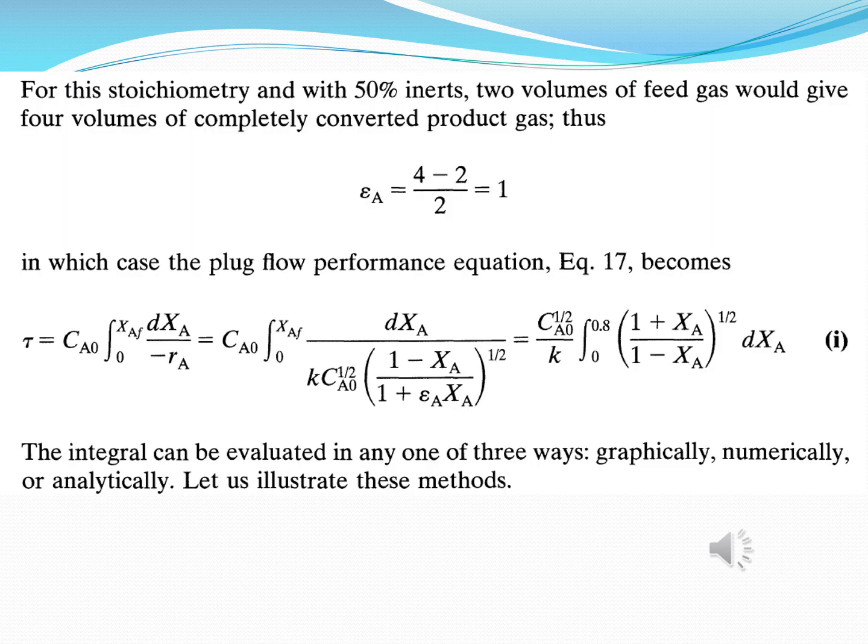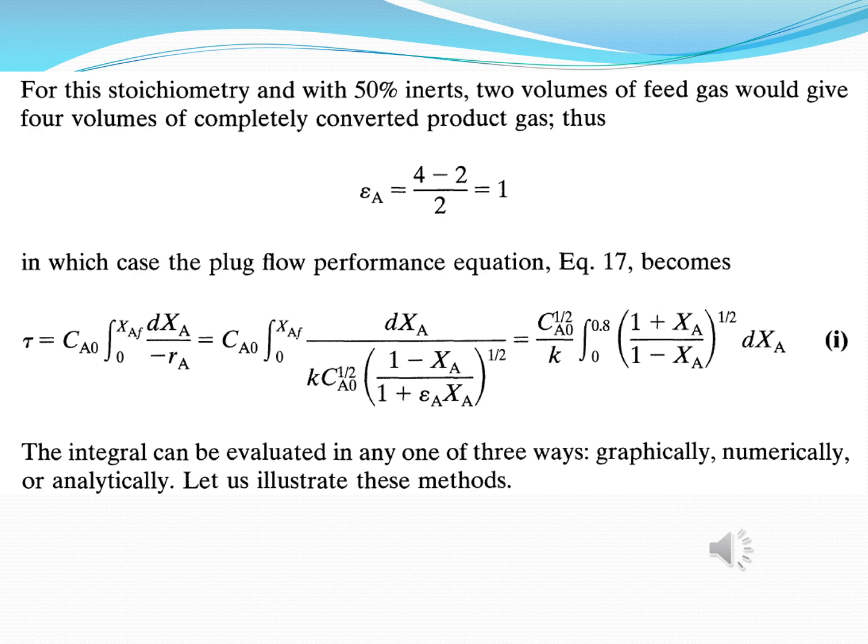So class, here you can see that first of all we will calculate the EA value, the volume expansion factor, in order to know whether it's a constant density or a varying density case. If it's constant density, we put EA equal to 0, otherwise we have to use the EA value. You know that in the start we have 50% inert and 50% the regular reactant A. So if we have two volumes of feed gas, one will be the inert and one will be the actual reactant.